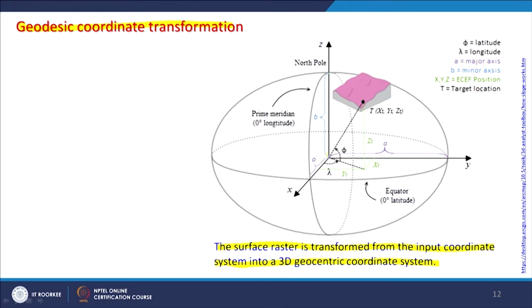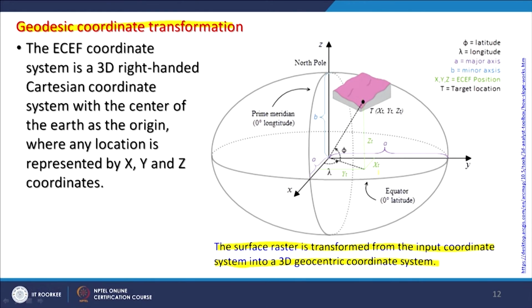Whatever the input which is coming through the 2D will go in the 3D. The ECEF coordinate system is a 3D right-handed Cartesian coordinate system, because it comes from north, east and likewise. Right-handed, with the center of the earth as origin, where any location is represented by x, y and z coordinates. In 2D you have only x, y, but here there is also a z coordinate. In GPS or GNSS you get an estimate of the height, which is why they also follow a similar geodetic Cartesian coordinate system, or 3D ECEF.